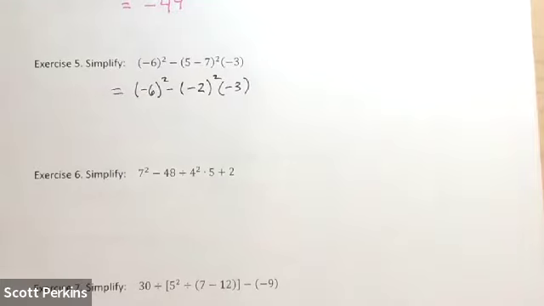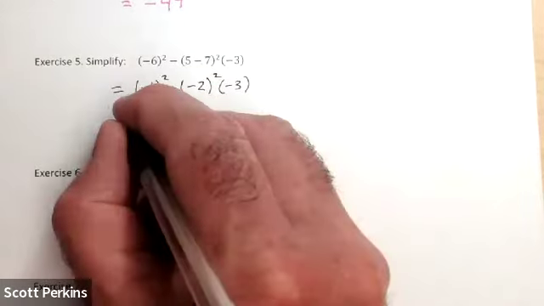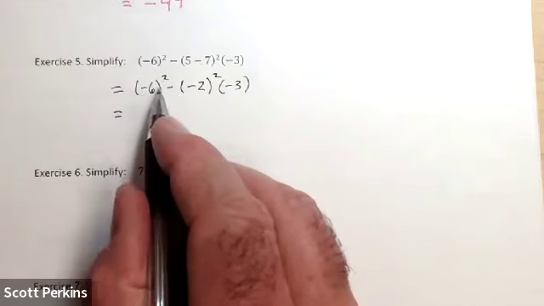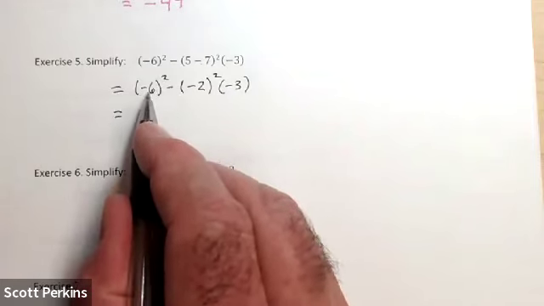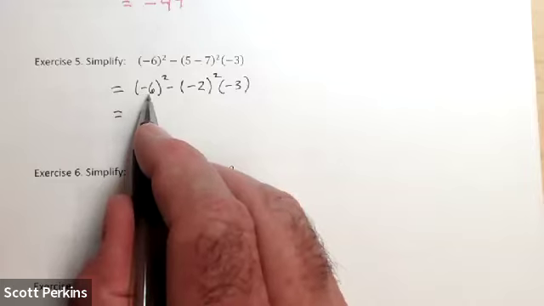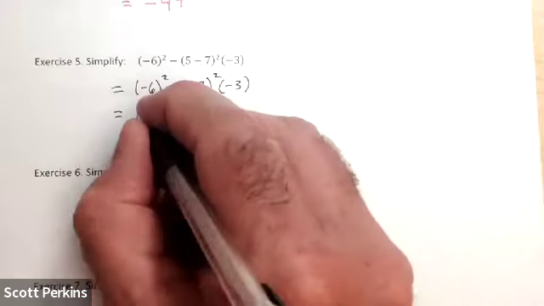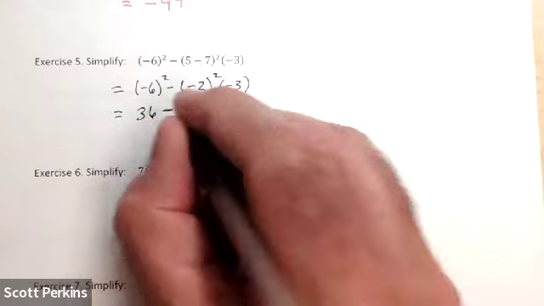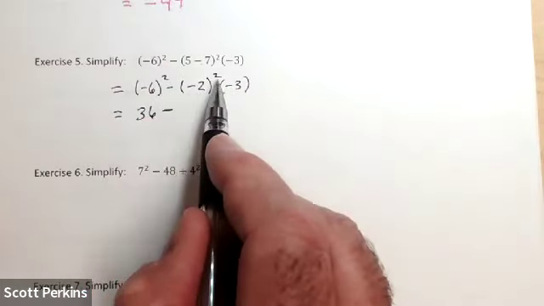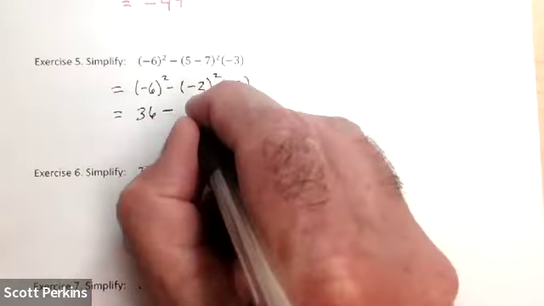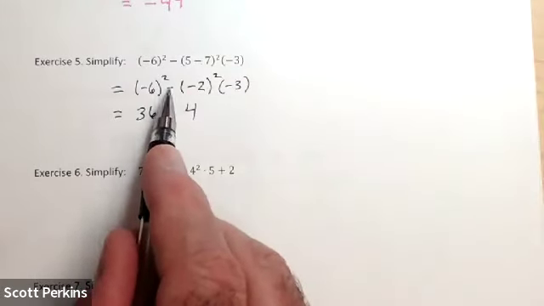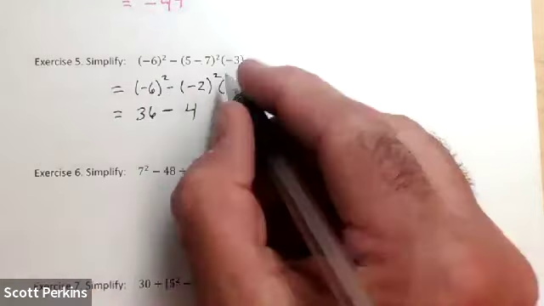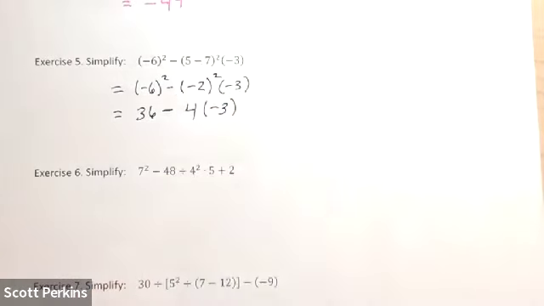Now I'm going to do my exponents. I've got 2 exponents here. I've got negative 6 squared. That negative 6 is in parentheses, so I'm squaring the whole negative 6. So negative 6 times negative 6 is positive 36. Negative 2 times negative 2 is positive 4. Now notice this minus sign was outside already, so we did not square that. And then I have times negative 3.